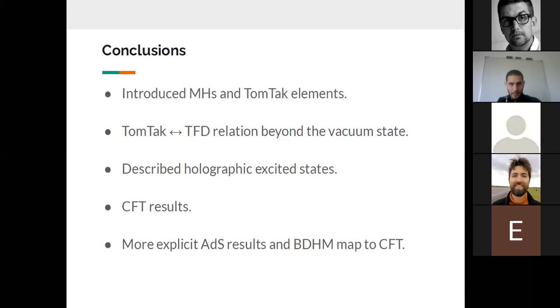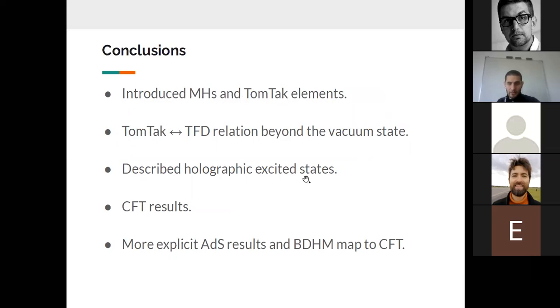So let me wrap up. As conclusion, we've introduced modular Hamiltonians. What are modular Hamiltonians? What is their importance in different areas? We have also introduced some Tomita-Takesaki elements, and by now I've probably emphasized more than enough why we care and why we wanted to put this in Tomita-Takesaki language. We have also described maybe something very simple, but we have not found in the literature: this relation between Tomita-Takesaki and QFT beyond the vacuum state.